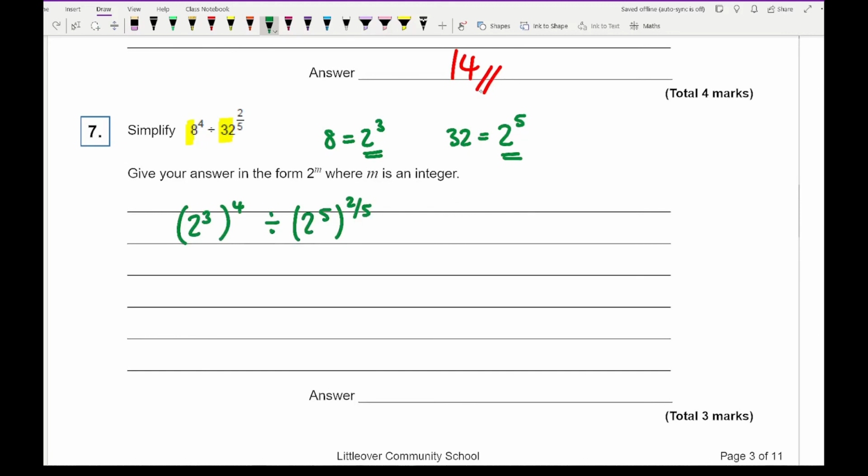Now multiplying out the brackets, what do I get? Well, I get 2 to the power of 12 divided by, and 5 times 2/5 becomes 2. It should be 2, not 5. Don't know why I've written 5 there. And then taking away the powers, that leaves me with 2 to the power of 10.